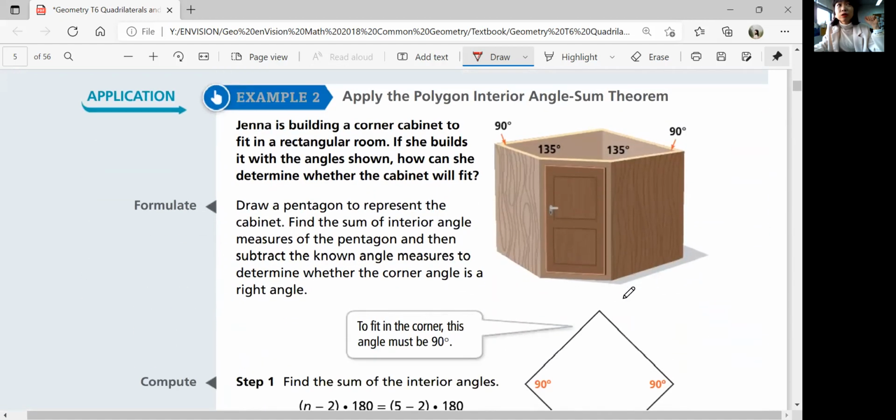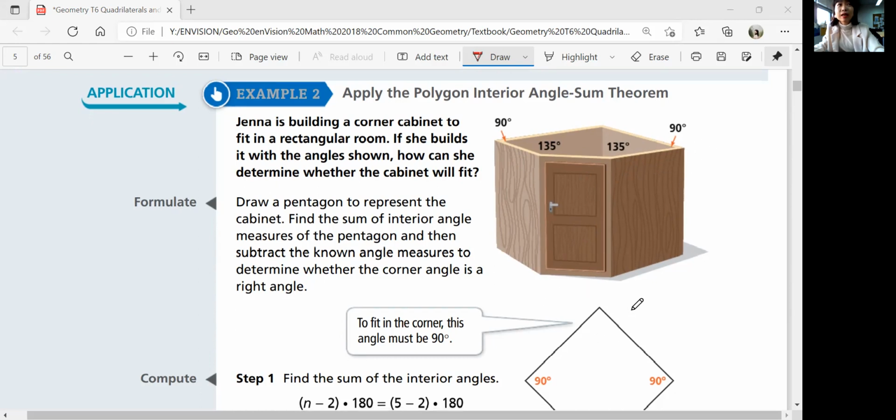All right, example 2. Let's apply the Polygon Interior Angle Sum Theorem. Jenna is building a corner cabinet to fit in a rectangular room. If she builds it with the angles shown, how can she determine whether the cabinet will fit? Okay, so what polygon would this be? 1, 2, 3, 4, 5. It's a pentagon. So draw a pentagon to represent the cabinet. Find the sum of the interior angle measures of the pentagon, and then you can subtract the known angles to determine whether the corner angle is a right angle.